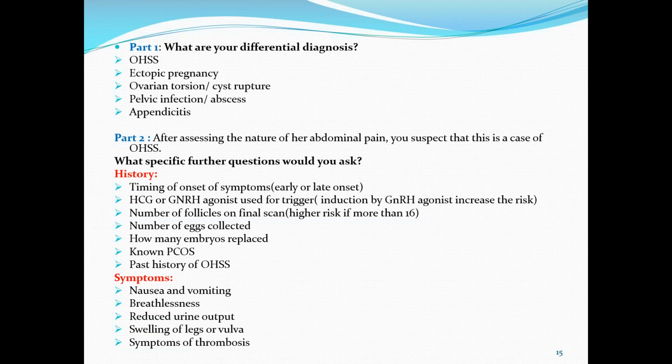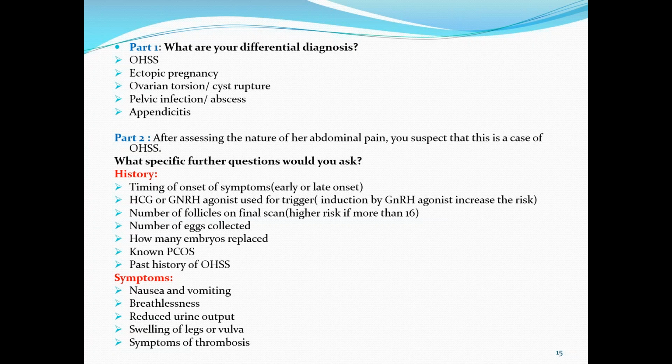Part 2 is: after assessing the nature of her abdominal pain, you suspect that she's a case of ovarian hyperstimulation. What is the specific further question you'd like to ask? And it's a specific question. Don't go through all the items of the history taking. Be specific for the diagnosis.